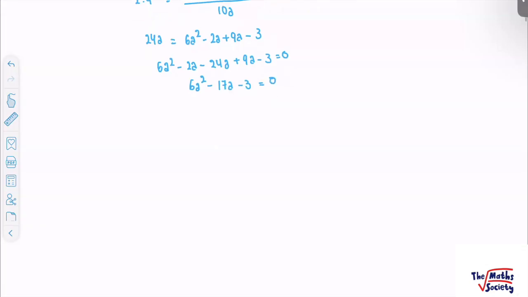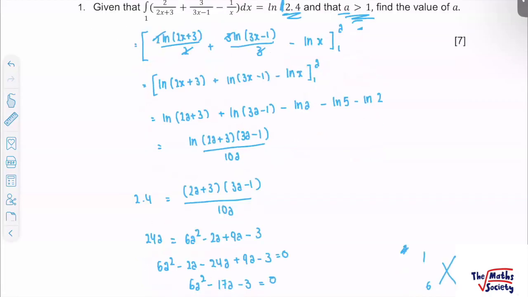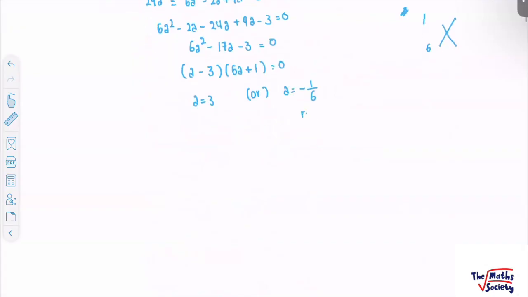So we're going to use the cross method. That's going to be 1, 6, and 3 and 1, right? So that's going to be (a minus 3) and (6a plus 1) equals 0. So a is going to be 3, or a is equal to minus 1 by 6. And we know that they give a limit that a has to be greater than 1. So we're going to reject the minus 1 by 6. You just need to write reject. And that is your number 1.